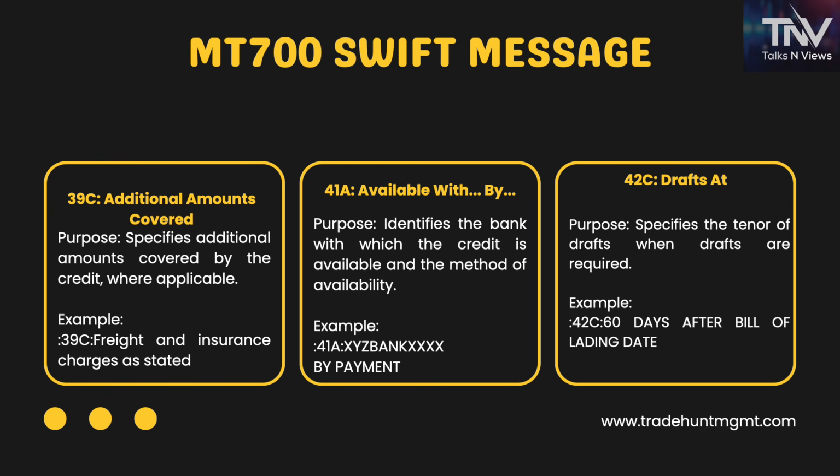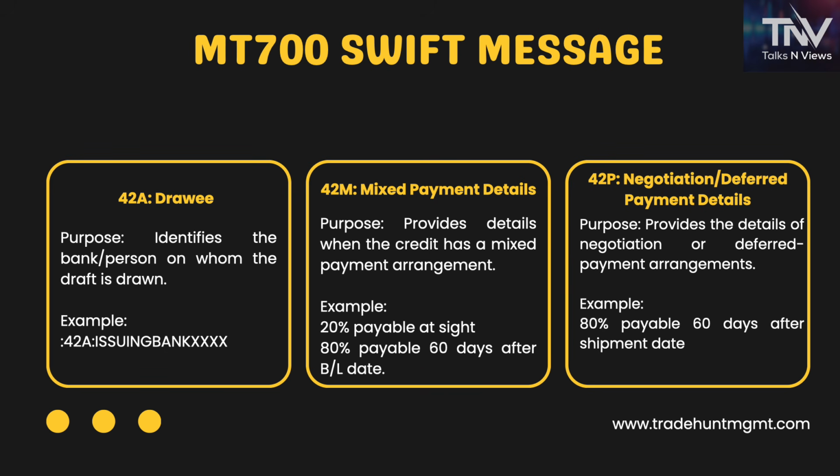Field 42C, drafts at. Purpose of this field, specifies the tenor of drafts when drafts are required. Example, Field 42C 60 days after bill of lading date. Meaning the draft is payable 60 days after the B/L date. Field 42A, drawee. Purpose of this field, identifies the bank/person on whom the draft is drawn. Example, Field 42A, issuing bank. Simple meaning, who is supposed to pay/accept the draft.